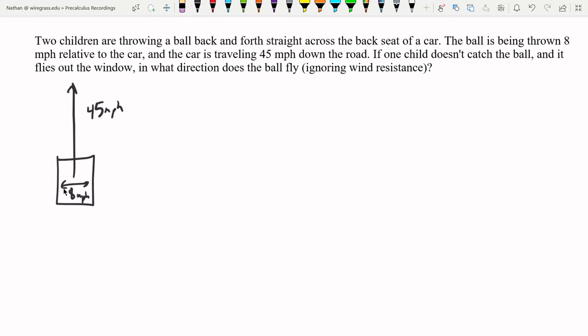So for the sake of having a single direction, let's just say it's being thrown this way when a child doesn't grab it. It doesn't really matter, like I said. If it's going the other way, it'd be the exact same thing, just a different direction. But it's still effectively the same thing.